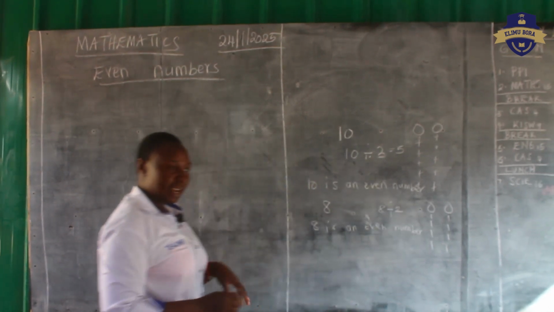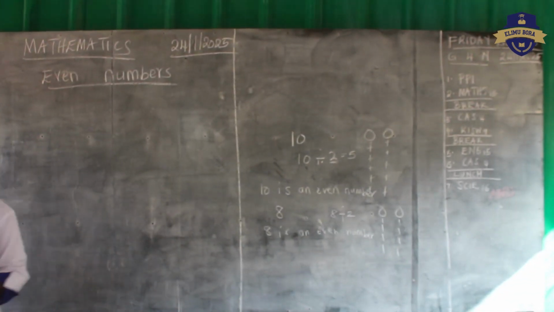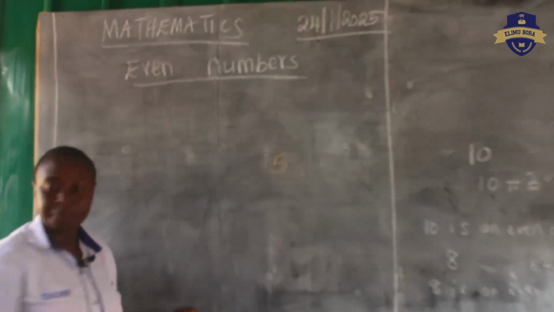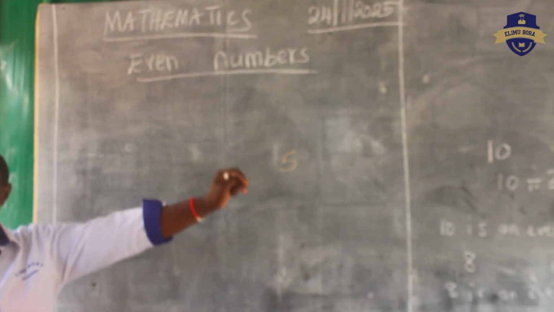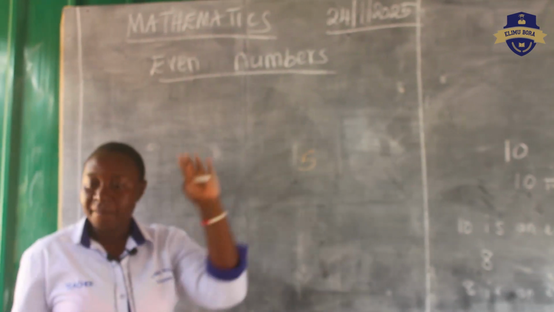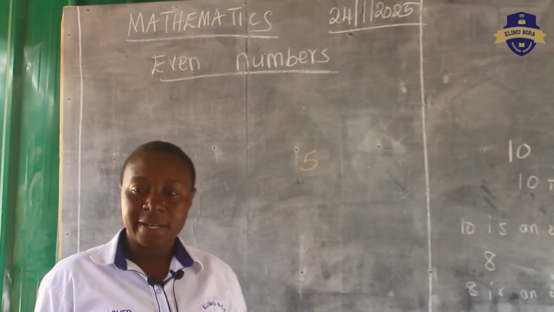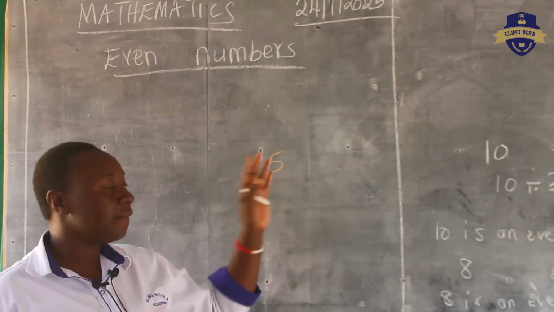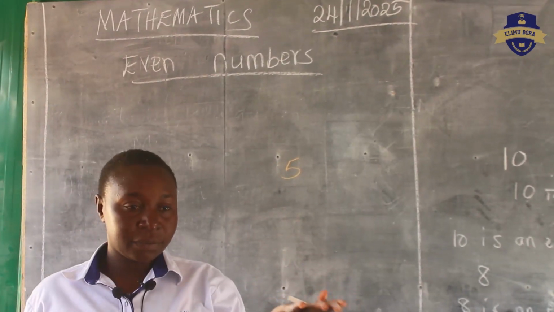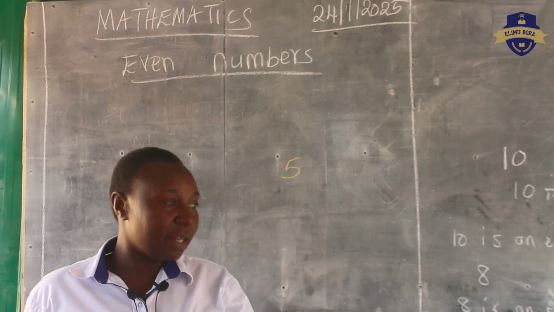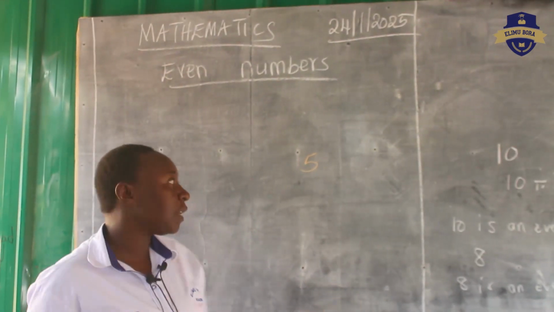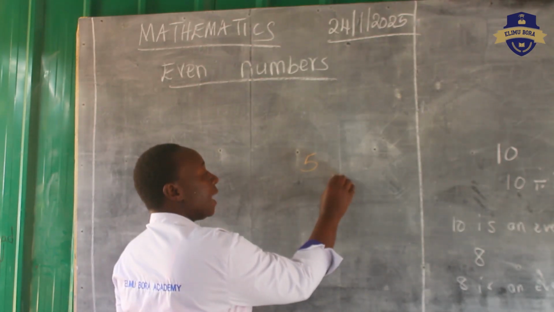Then we have another number. Which number is this? 5. Let us check if 5 is an even number. What are we going to do to know if 5 is an even number? You raised your hand. What are we going to do? Salman? Very good. We divide 5 by 2.